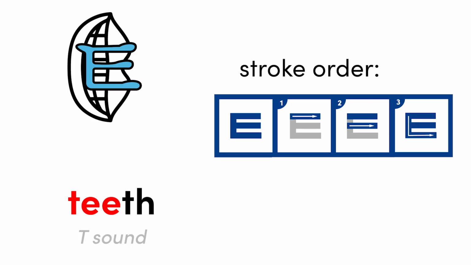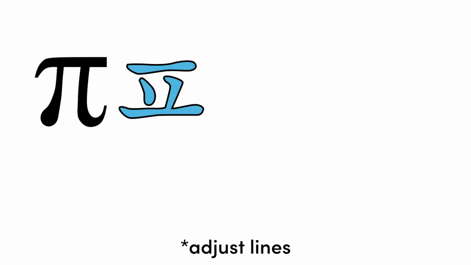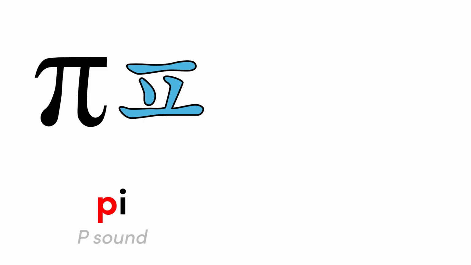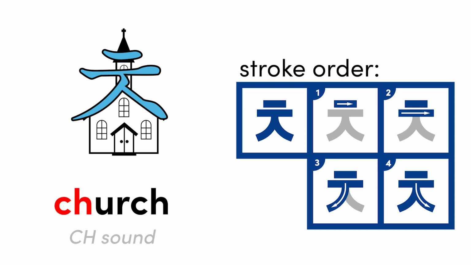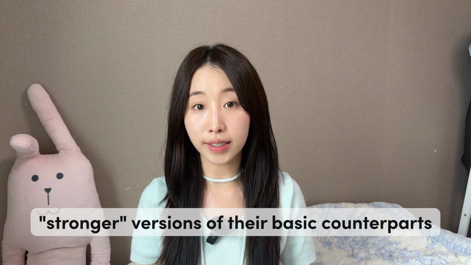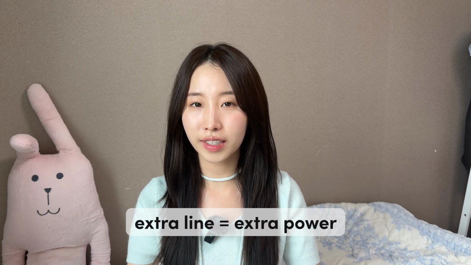Take our door letter and add a line to get this. It resembles teeth and makes the T sound. Start with our bed letter and add a line to get this. It looks like the mathematical symbol pi and makes the P sound. Begin with the jug letter and add a line to get this. It looks like a church with a steeple and makes the CH sound. Think of these aspirated consonants as stronger versions of their basic counterparts. The extra line gives them extra power.